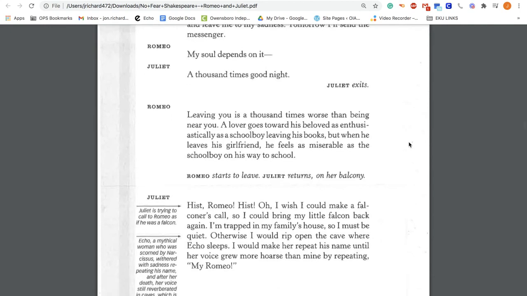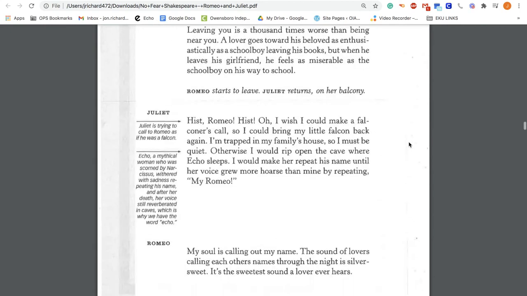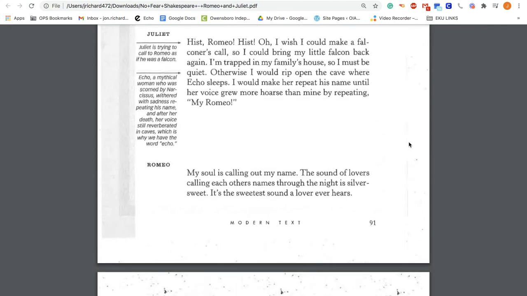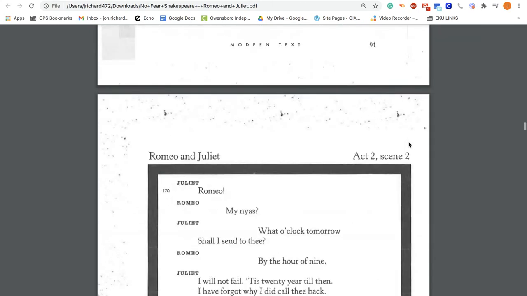Romeo starts to leave. Juliet returns on her balcony. Juliet: Hist, Romeo, hist. Oh, I wish I could make a falconer's call so I could bring my little falcon back again. I'm trapped in my family's house, so I must be quiet. Otherwise, I would rip open the cave where Echo sleeps. I would make her repeat his name until my voice grew more hoarse than mine by repeating, my Romeo. Romeo: My soul is calling out my name. The sound of lovers calling each other's names through the night is silver sweet. It's the sweetest sound a lover's ever heard.